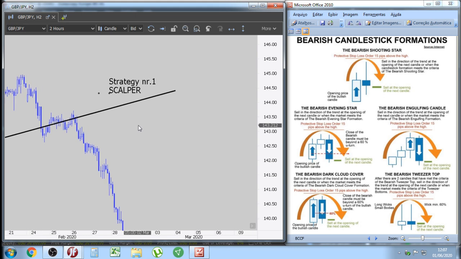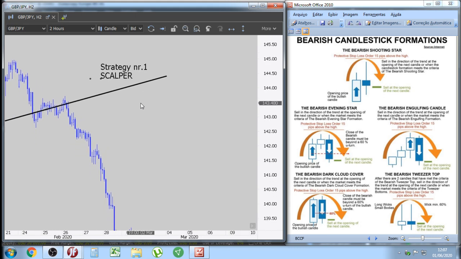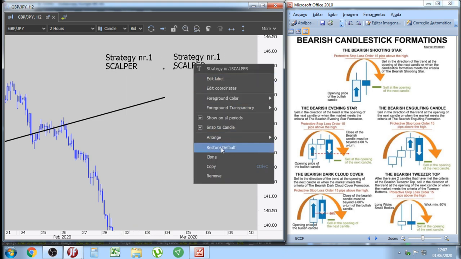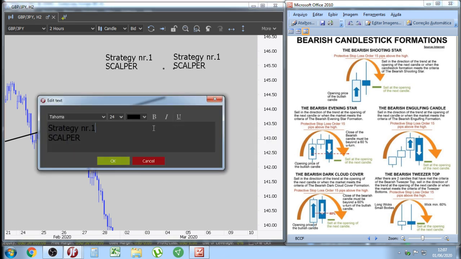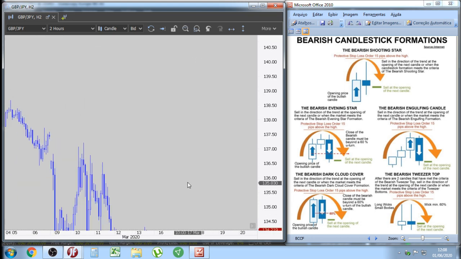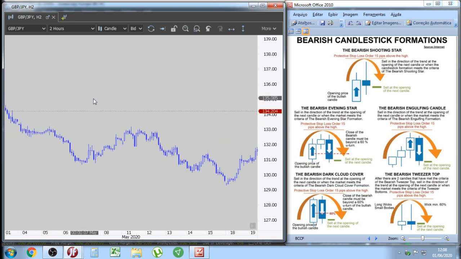Remember, these webinars are not trading or investment advice, but strategy number one is going to be a scalper. Strategy number two is going to be a swing trader. And the swing trader is going to use counter trend line break, CTB, and is going to use what? Candlestick formation. So those are two different strategies. The scalper is going to use just candlestick formations, and the swing trader is going to use counter trend line break with candlestick formation. Let me just check one thing, if we can go bearish on the 15 minute chart.